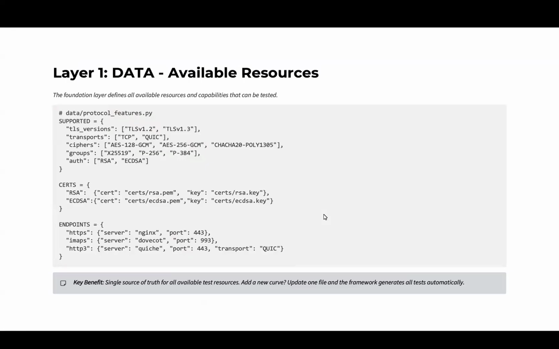So the first one, data layer. Here is just an example where you define what kind of supported parameters you have. You can define what is not supported. And then you can define different types of PKI, RSA, ECDSA. There is a new PQC PKI coming, and you can add that. And then the endpoints, what kind of endpoint support it needs. Does it need the HTTP server, IMAP server, email server? Anything like that will be defined in this layer.